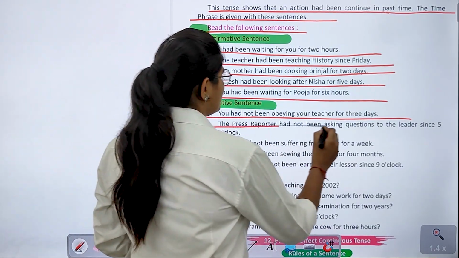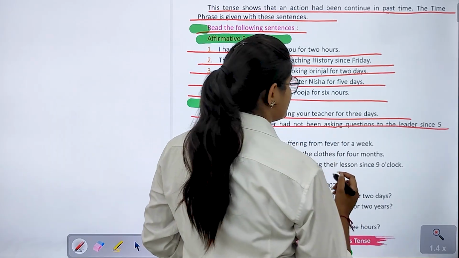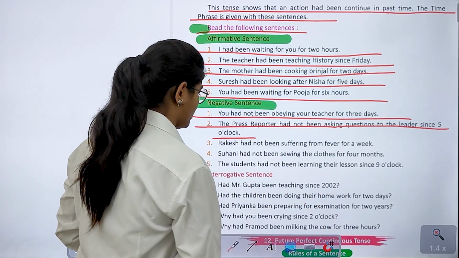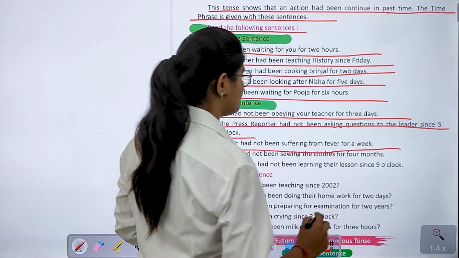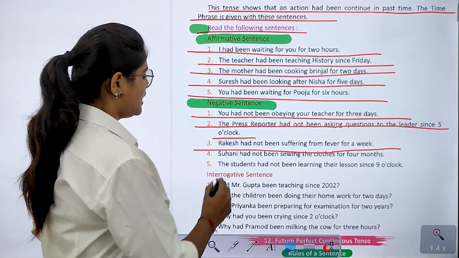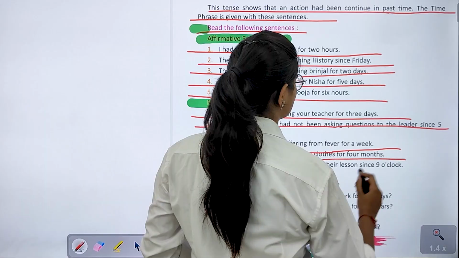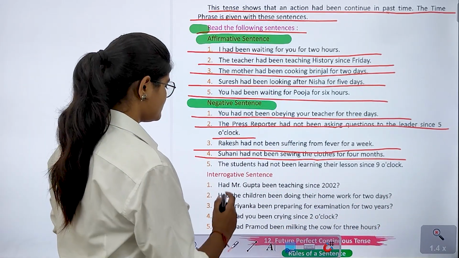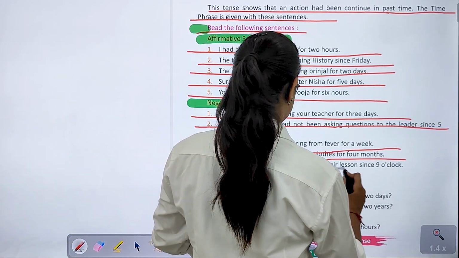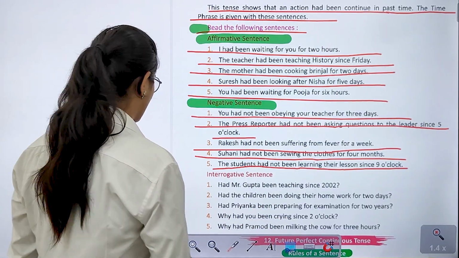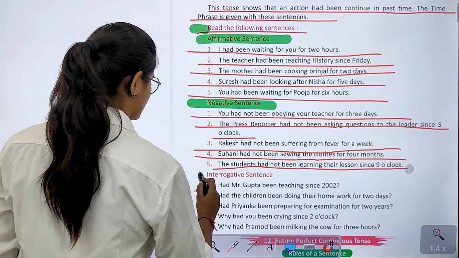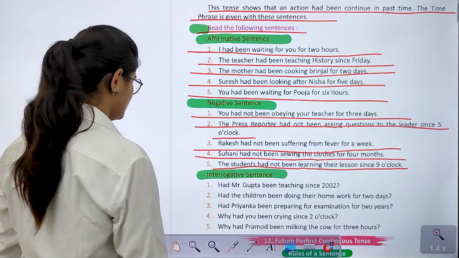The press reporter had not been asking questions to the leader since 5 o'clock. Rakesh had not been suffering from fever for a week. Sohani had not been sewing the clothes for 4 months. The students had not been learning their lessons since 9 o'clock. After that, we have the interrogative sentences. Let's read them very quickly.